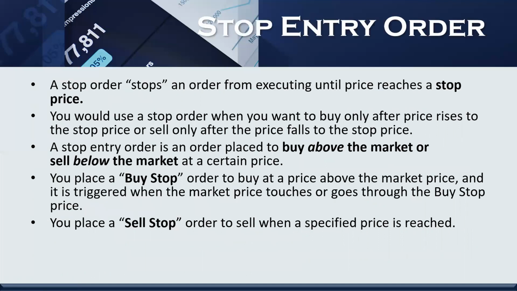So the stop order is also a pending kind of order. The stop order stops an order from executing until price reaches a stop price. So you will use a stop order when you want to buy only after price rises to the stop price, or sell only after price drops to the stop price. So a stop entry order is an order where you buy above the market or you sell below the market. So you place a buy stop order to buy at a price above the market price.